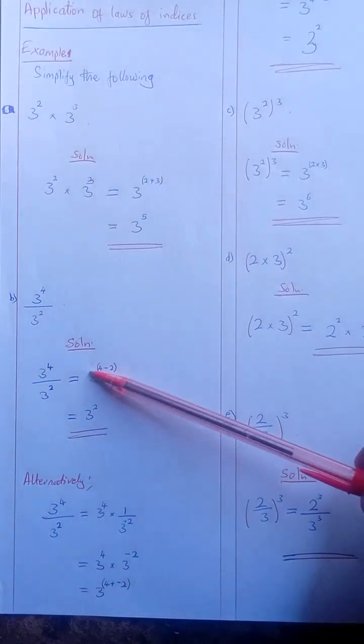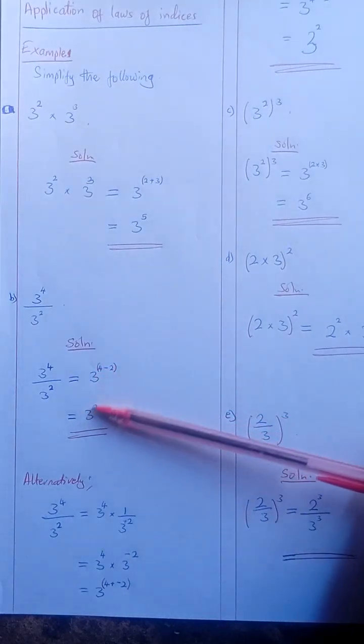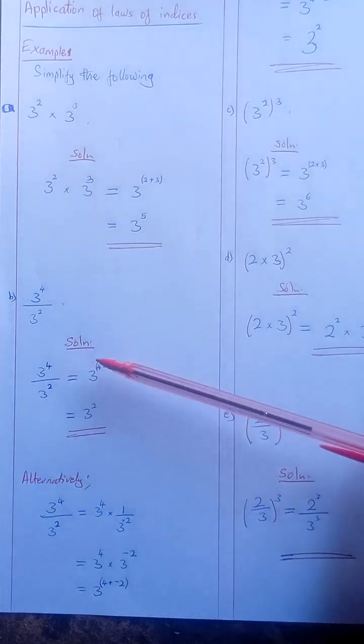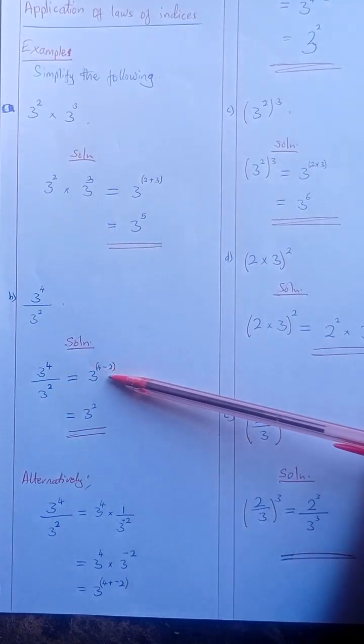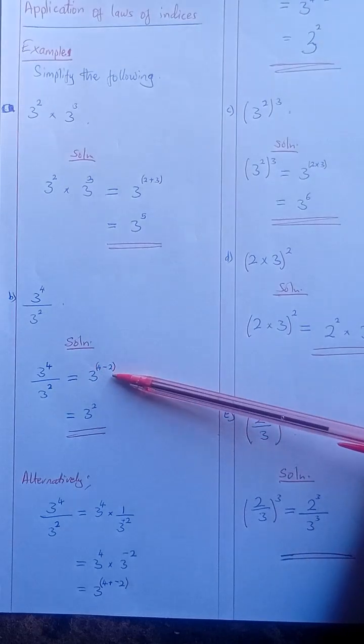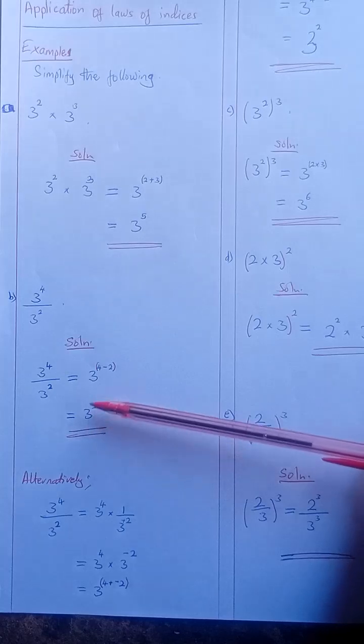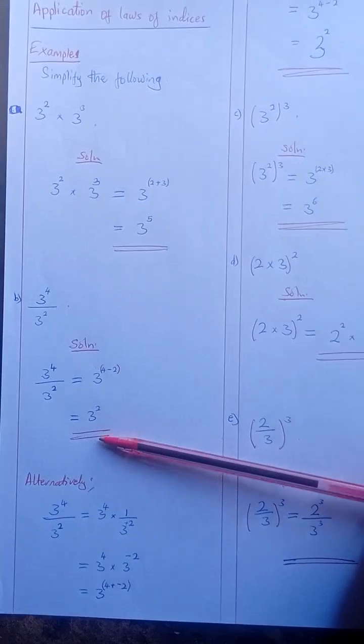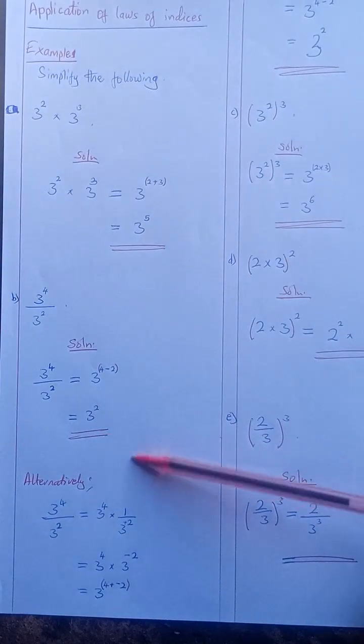So in 3 to the power 4 out of 3 to the power 2, this is the same as 3. You write the base only once. After writing the base, then you subtract the powers. By writing the power of the numerator, then you subtract the power of the denominator. So here we have 4 minus 2. Then we get 2. So in this case, the answer is going to be 3 to power 2.